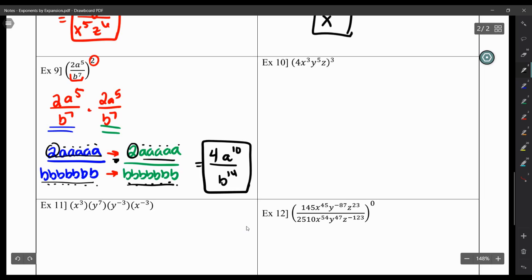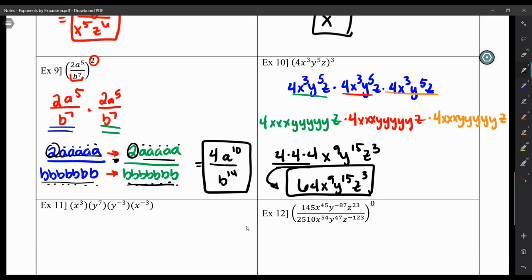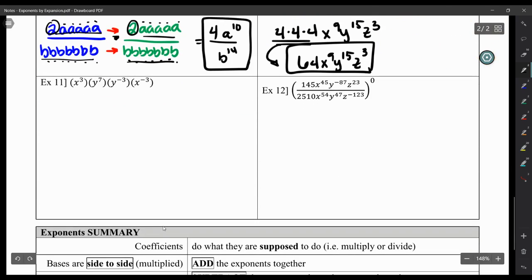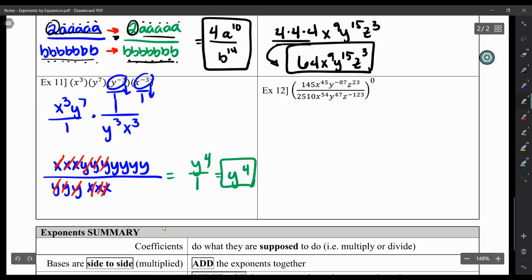I want you to pause the video, try example 10. And here's what you should have had for example number 10. Pause the video and try example 11 on your own as well. Here's what you should have had for example number 11.